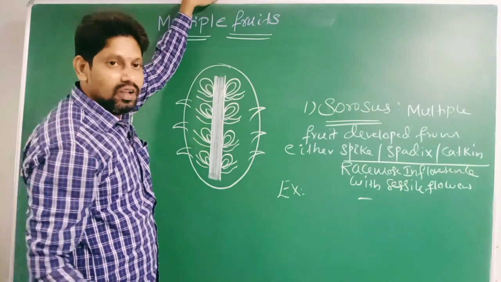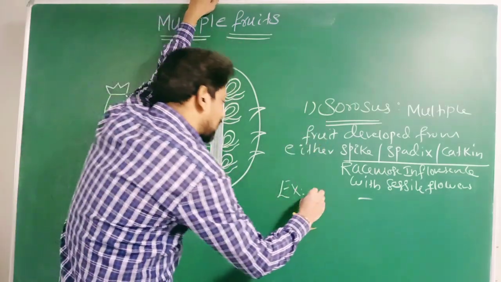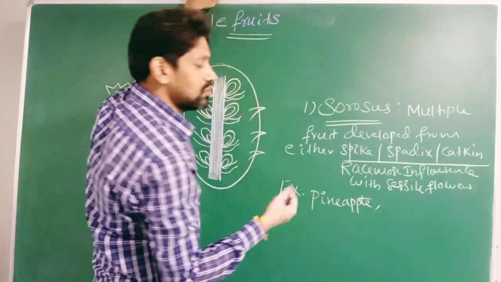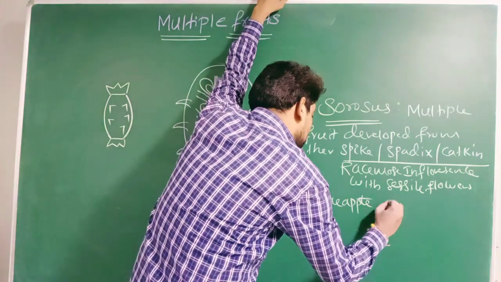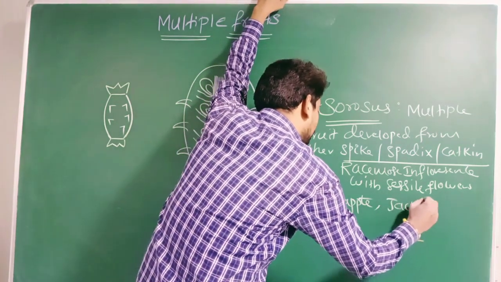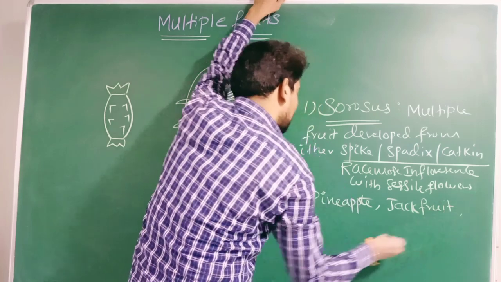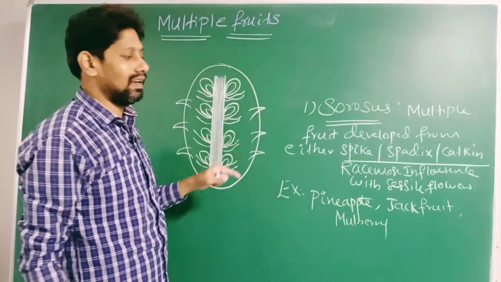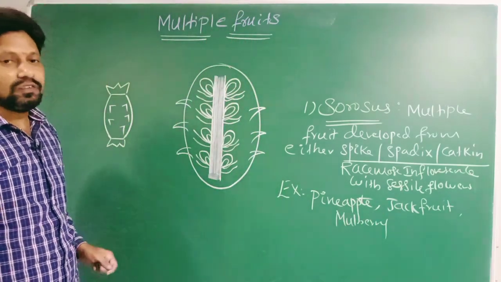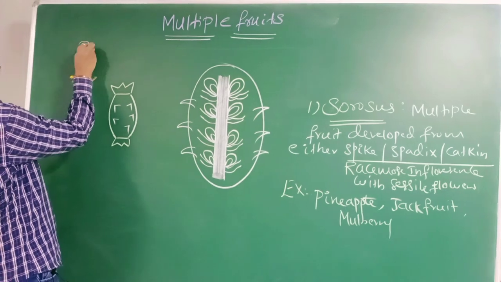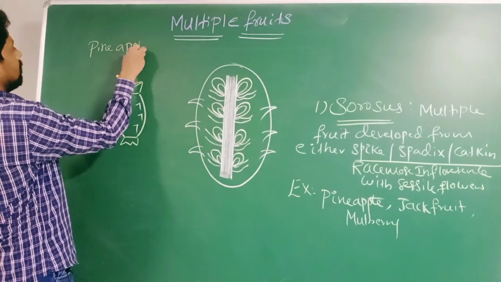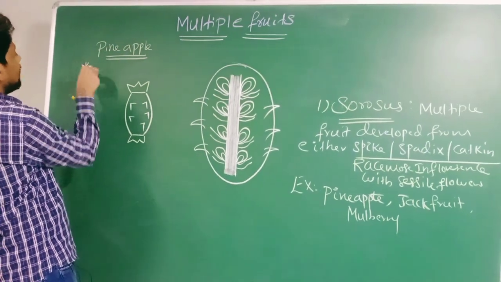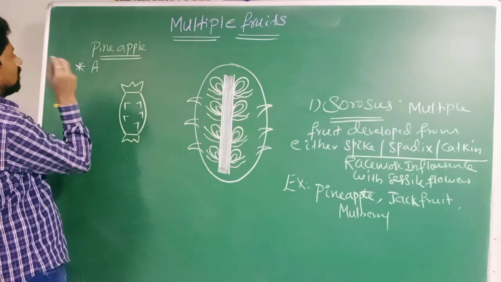Go for the examples of sorosis. The first example is pineapple. It's not custard apple, it's pineapple. The second one is jackfruit. The third one is mulberry. Go for the first one. What is it? Pineapple. I am writing the scientific name of pineapple.